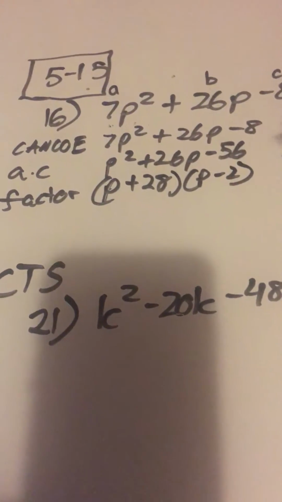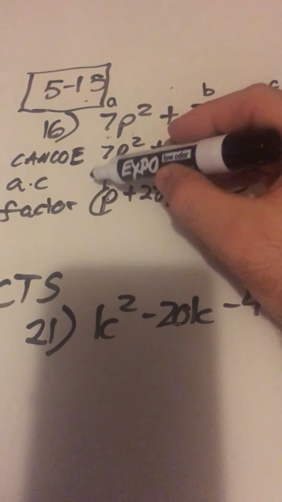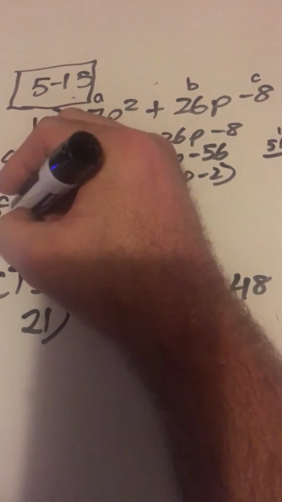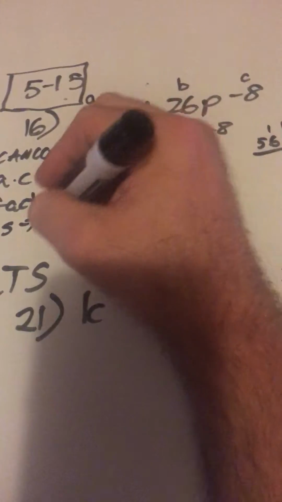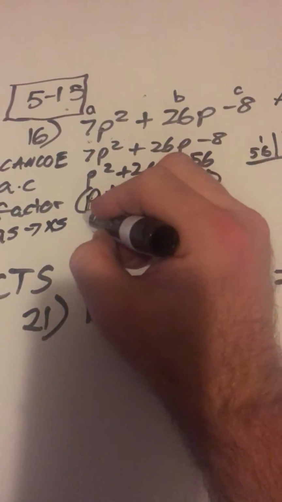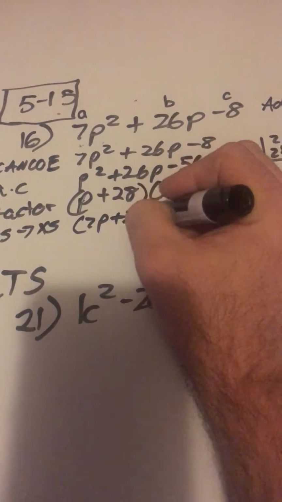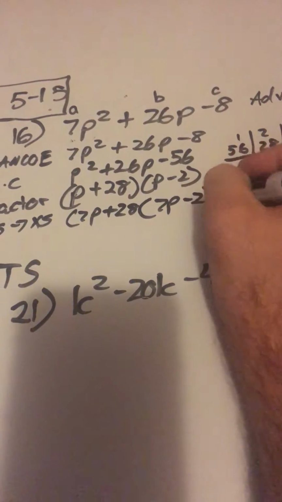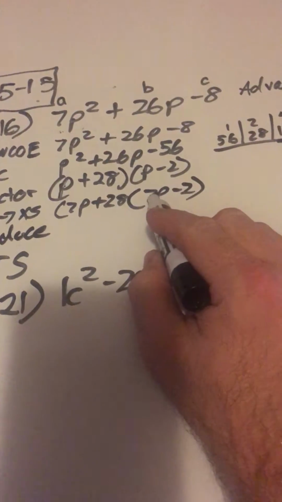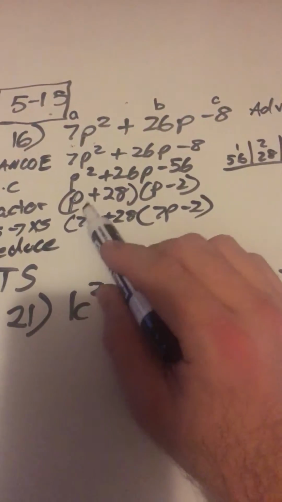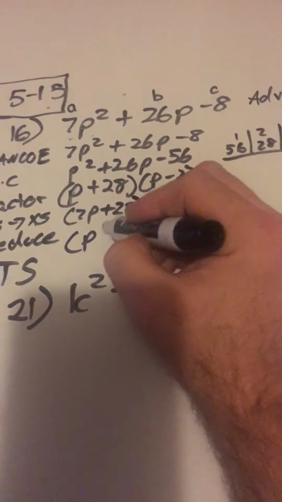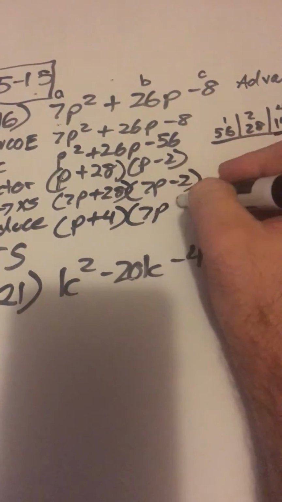Now I have to account for the A that I multiplied everything by. I've got to bring it back. So we put our A's back in front of our variables. A lot of times these are x's, but in this case they're p's. So now I have 7p plus 28 and 7p minus 2. Now I reduce wherever I can. In this case, 7 and 2 don't share a factor, but 7 and 28 do, they both share a 7. So I reduce this to p plus 4 and 7p minus 2.